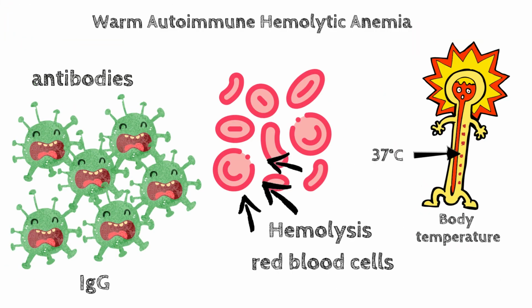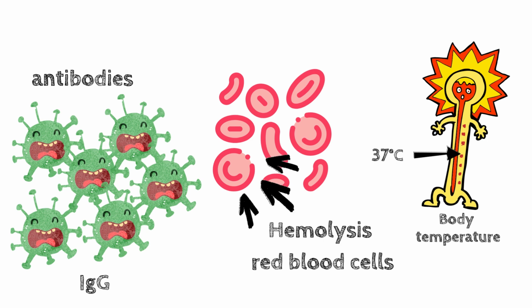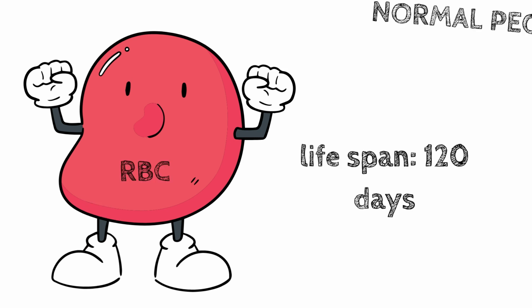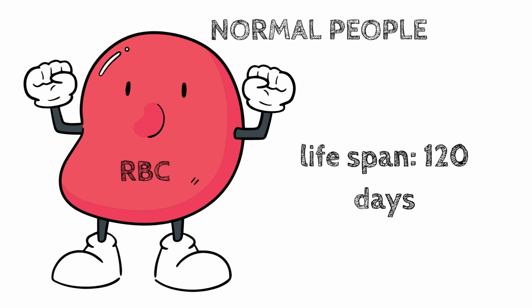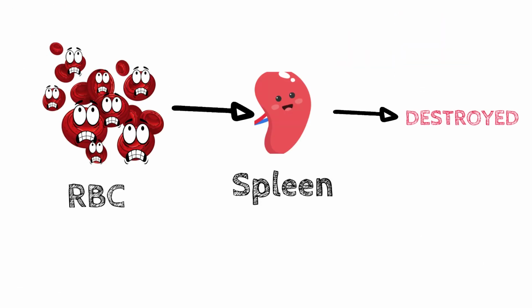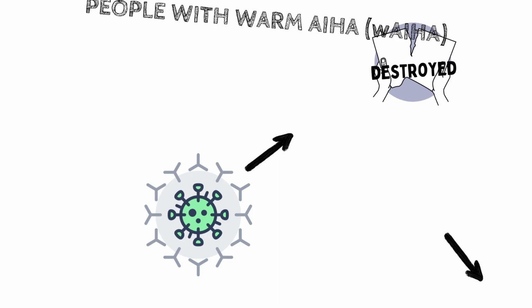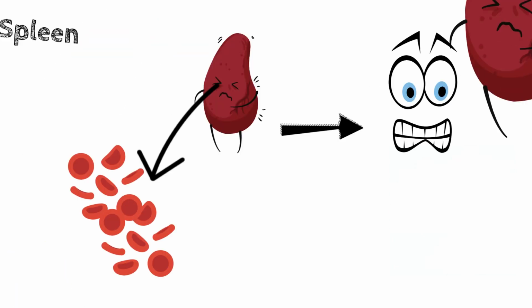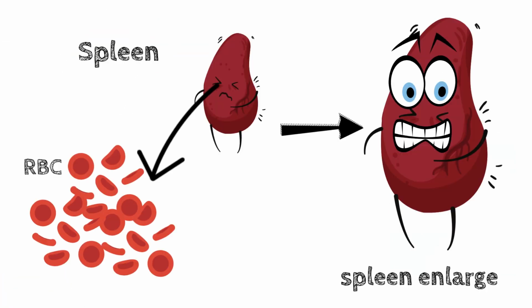Warm autoimmune hemolytic anemia, or WAIHA, is an autoimmune disorder characterized by the premature destruction of healthy red blood cells at body temperature. In a normal body condition, the red blood cell has a lifespan of approximately 120 days, then the RBC will be transported to the spleen to be filtered out. The cell membrane of the RBCs tagged by the autoantibodies will become destroyed, causing the cell to become spherocytes. The buildup of lysed and irregular RBCs in the spleen causes the spleen to become enlarged.